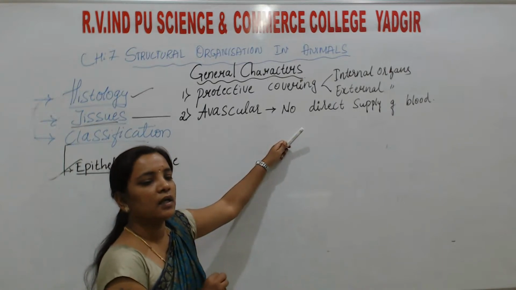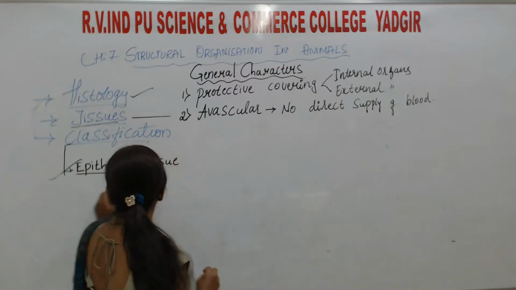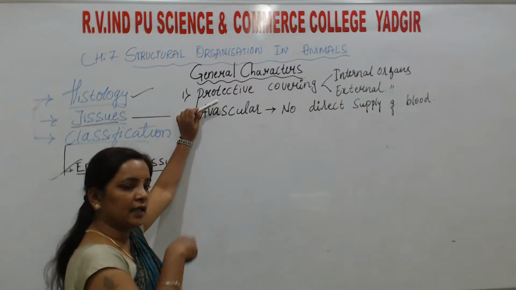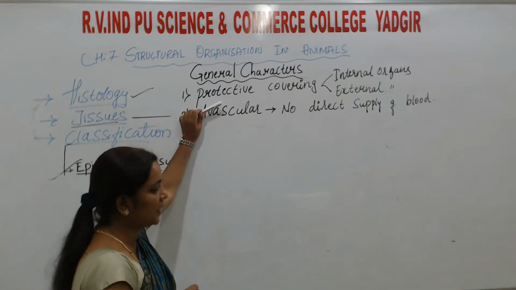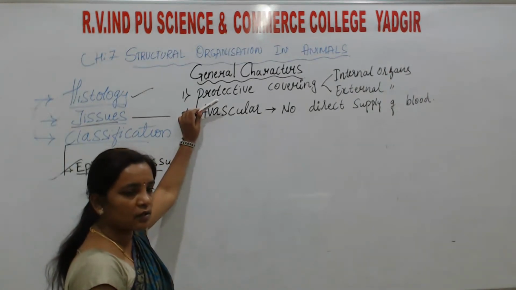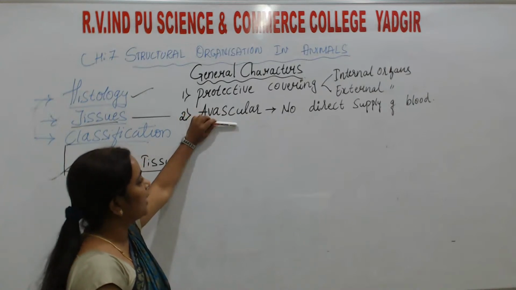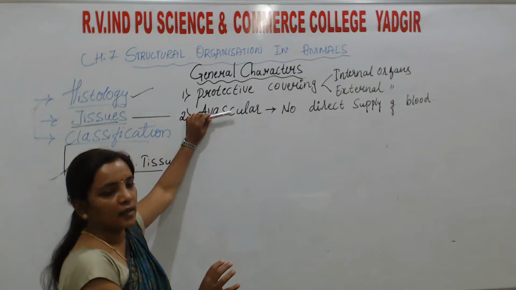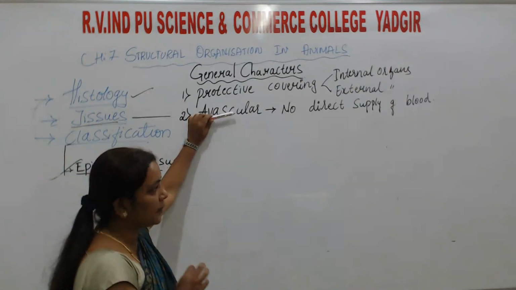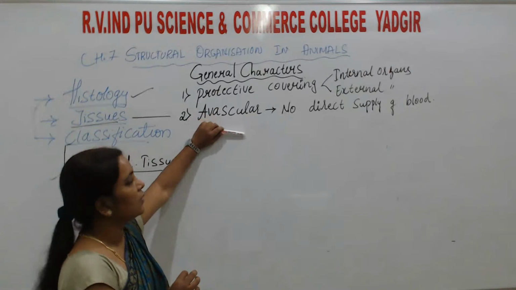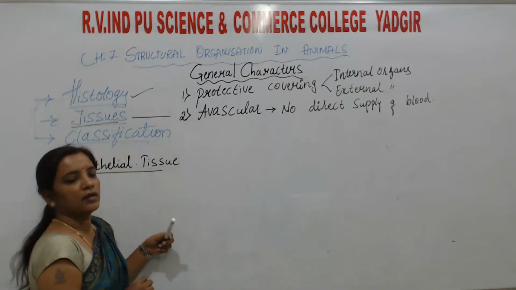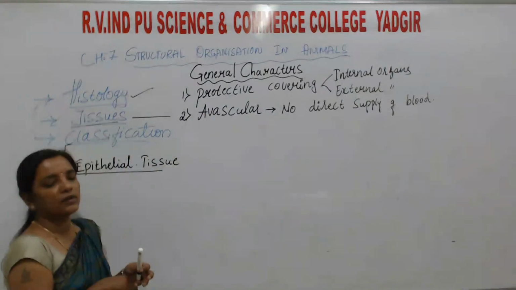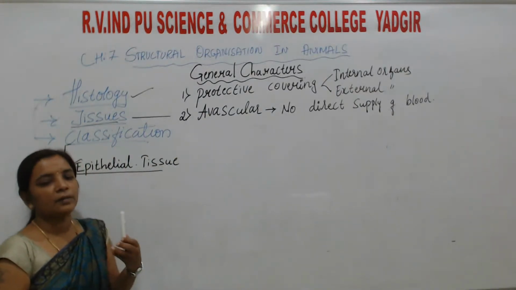so it is called avascular. Epithelial tissue is a protective covering. The lining of inner organs is covered by epithelium, the outer side of the body is also covered by epithelium, and they are avascular. There is no direct blood supply to the organ, to the skin. The complete epithelial tissue is not directly in contact with the blood vessels.